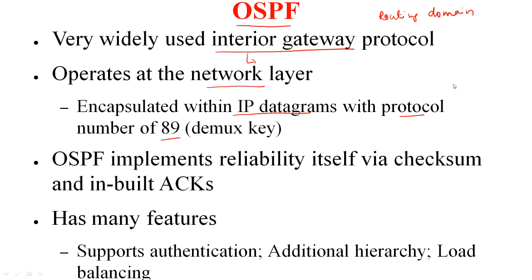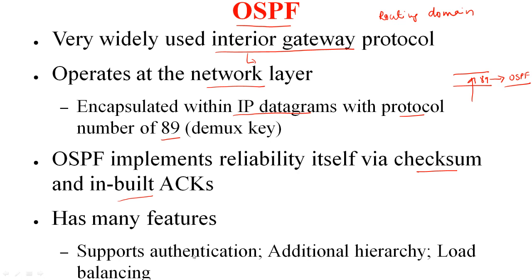So in other words, when this IP layer gets a packet, within the IP header, if you see that the protocol number is 89, you pass this to the OSPF process, which also operates at the network layer. Since I mentioned earlier that reliability is very important, OSPF implements reliability itself via checksum as well as ACK mechanism. OSPF supports many features.